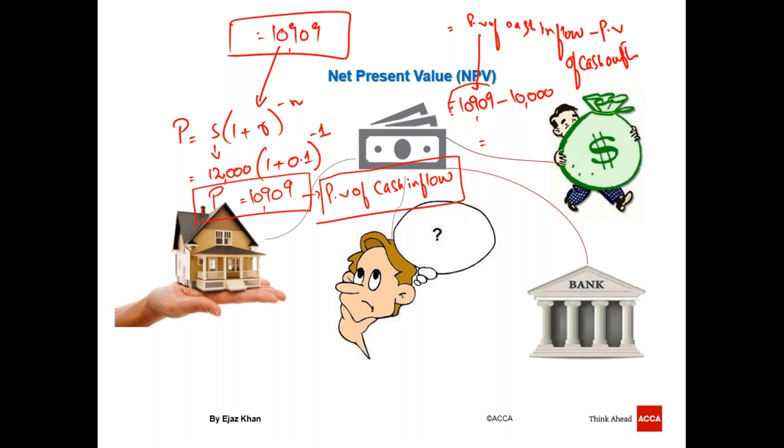Since the present value of cash inflow was higher than the actual required investment, the company was saving $909. Since this amount, $909, is the net of two present values, we call it net present value. Whenever we find this net present value positive, we should accept the project, as it tells us that the required investment is lower than the maximum that a company should invest. So the positive net present value suggests that if the company accepts this project, it will gain from accepting the project. Is it clear?